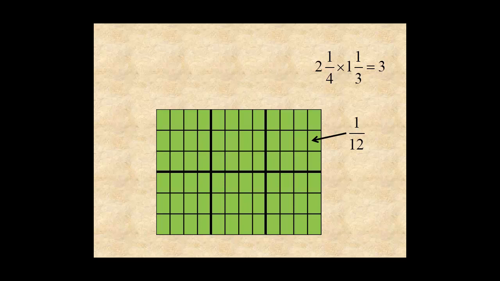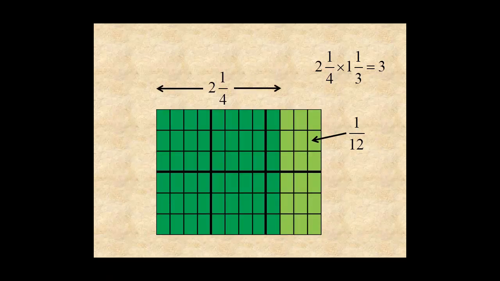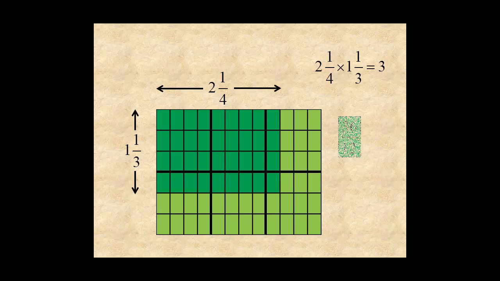Then shade 2 1/4 columns and 1 1/3 rows. A total of 9 columns and 4 rows have been shaded, so the area of the shaded region is 9 times 4 equals 36 square units. Since each unit represents 1/12, that's 36 over 12, which simplifies to 3. So it makes sense that 2 1/4 times 1 1/3 equals 3.